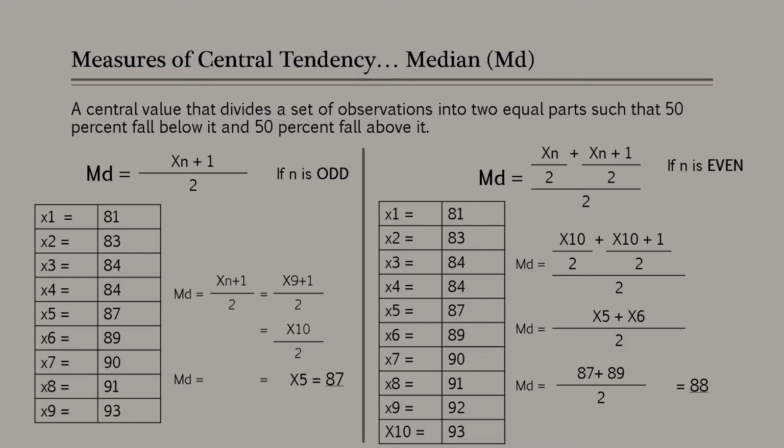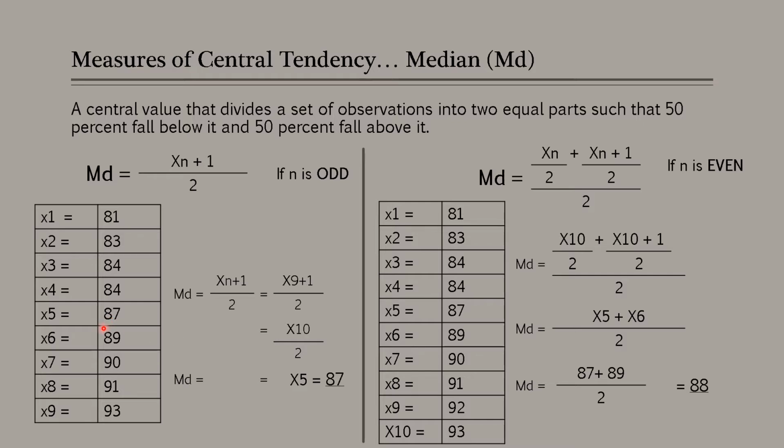The first table on the left shows the grades of 9 students, wherein student number 1 got an 81, student number 2 83, up to student number 9 who got 93. Since the sample size is odd, the formula is x of (n plus 1) over 2. Substituting the values, it is x of (9 plus 1), which is x10, over 2, getting the median of x5. x5 has a corresponding grade of 87, which makes it the median.